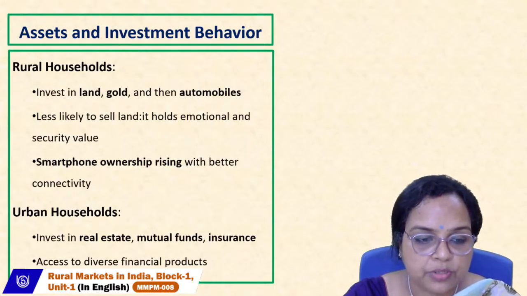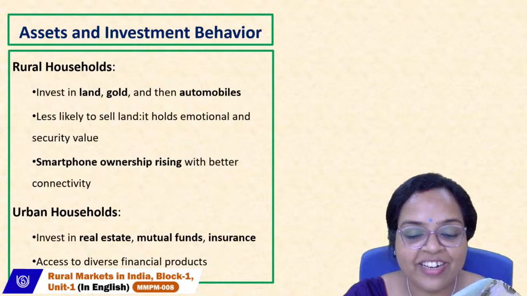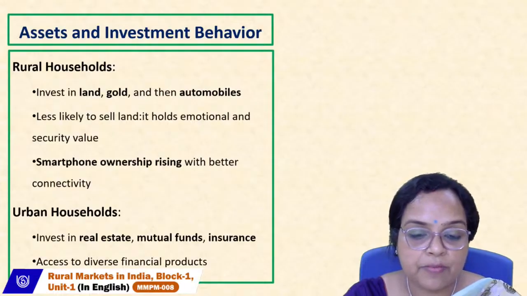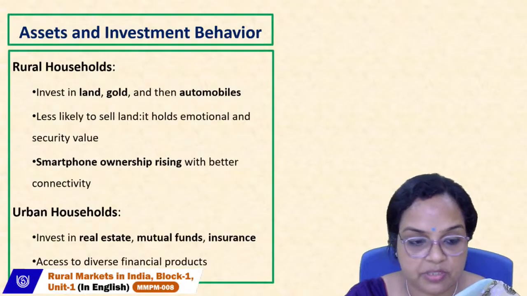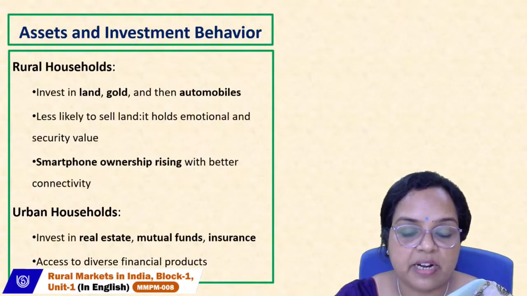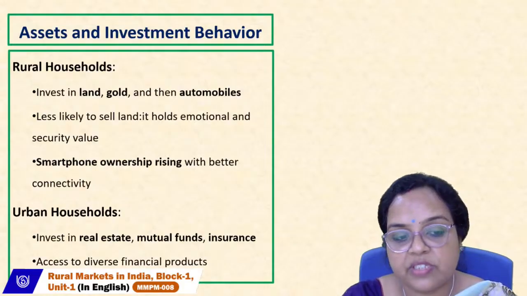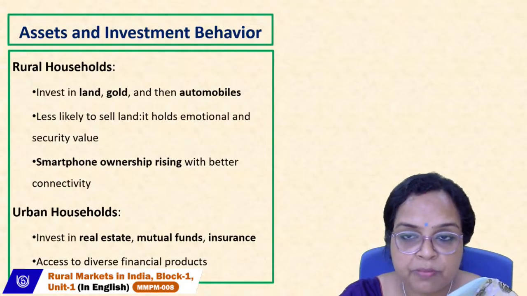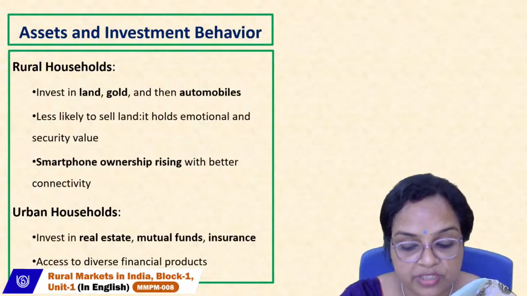While urban households invest in real estate, mutual funds, and insurance because they understand ROI, return on investment. If they are investing today, how much are they going to earn back within 2 years or 3 years? So they do invest in real estate, mutual funds, and insurance. They used to assess diverse financial products. So the simple understanding is how consumers invest in a rural belt and how they invest in an urban belt. So the marketer who is planning to enter the rural belt has to take note of all these factors.